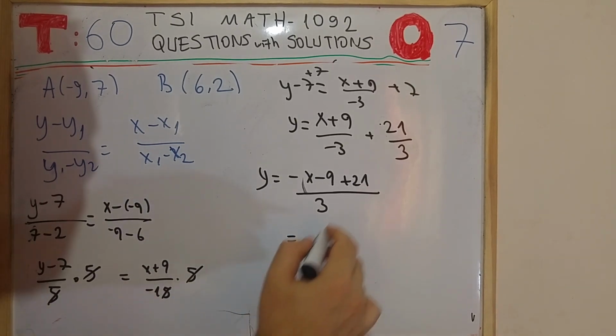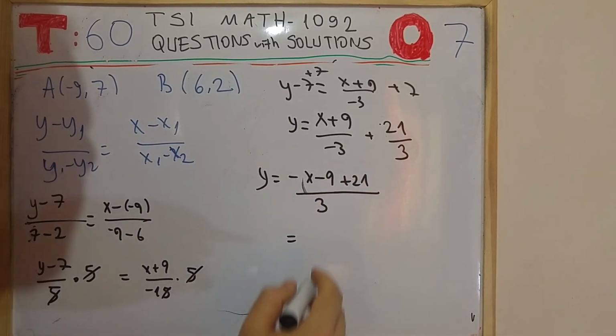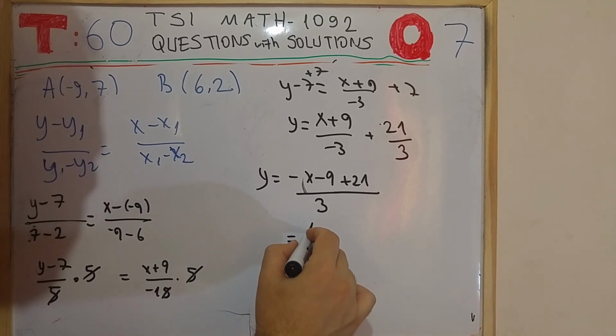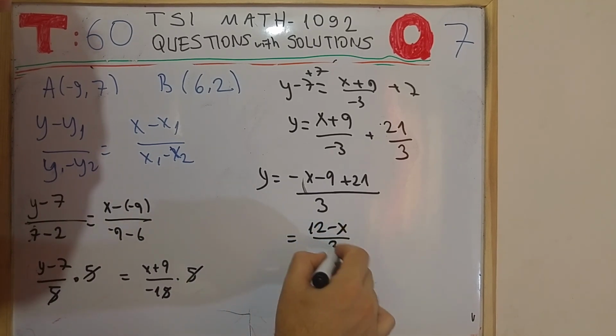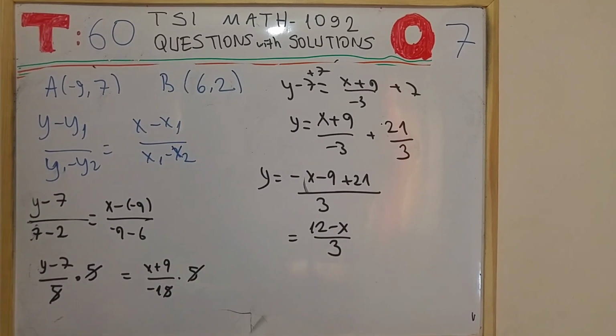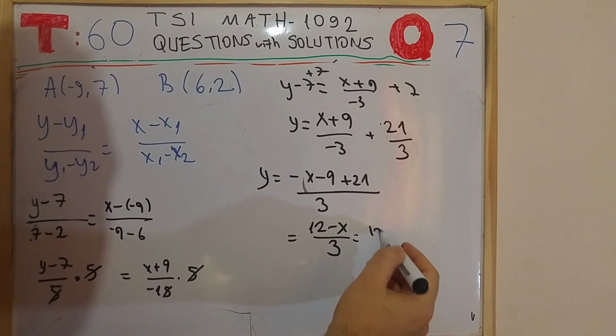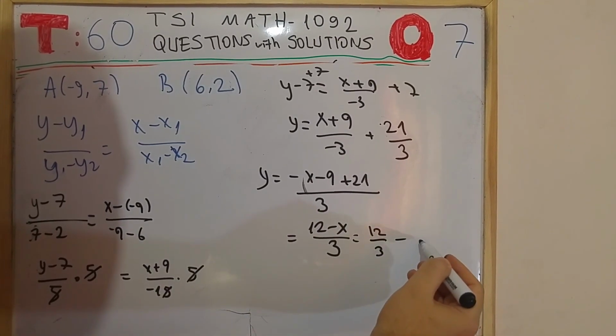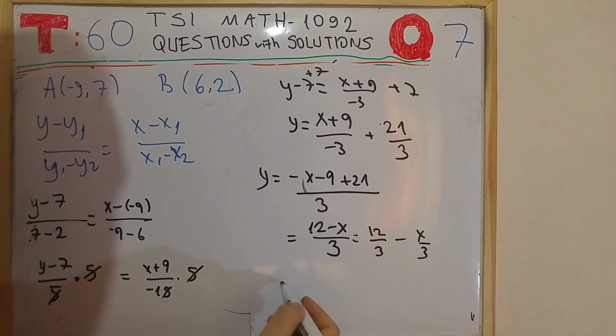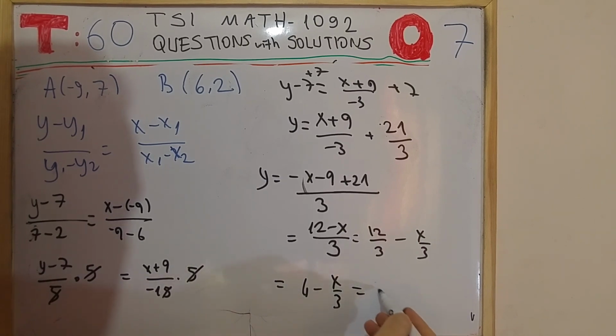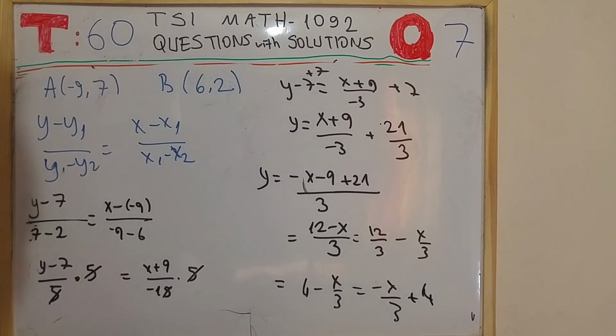Then y would be equal to 21 minus 9, which is 12, minus x over 3. If you want, I can separate it as 12 over 3 minus x over 3. So what I would have would be, this is equal to 4. 4 minus x over 3. Or if you want, you can write it as minus x over 3 plus 4.